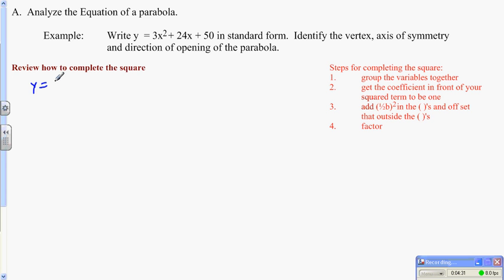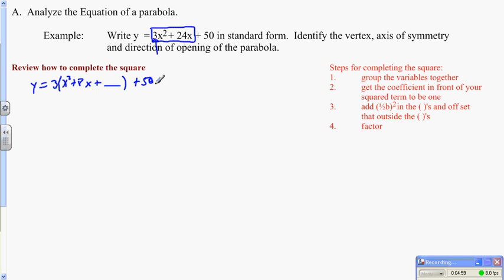Now to do so, if you remember, we're going to focus on this part because this is the part we will complete. I cannot complete the square unless the lead coefficient is 1. So I have to factor a 3 out, which gives me x squared plus 8x. And I'm going to add something to that trinomial that will complete it. Then I have my 50 out here.